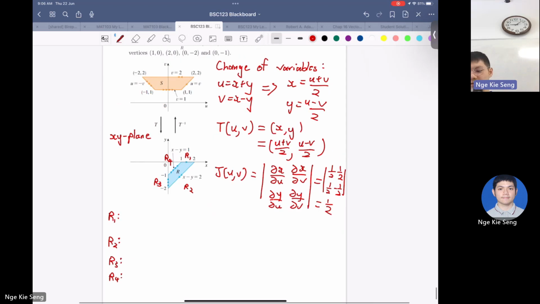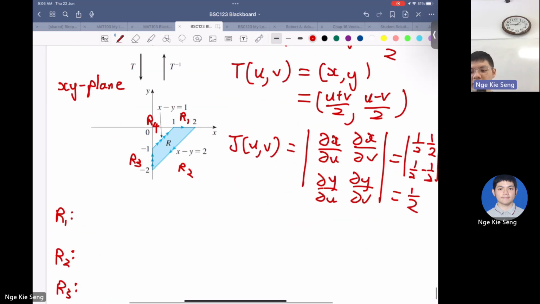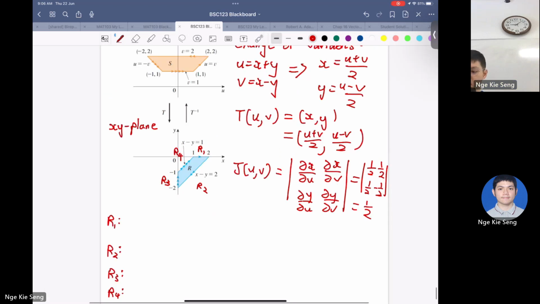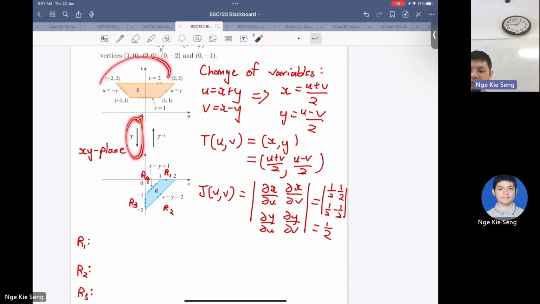Wait, don't look at the picture. So where are we now? We are on the XY plane. The point here is why this picture is upside down: it is because of how we define the T. The Jacobian of the transformation is going from new variable to old variable. But this is one-to-one, so we can go from old to new.